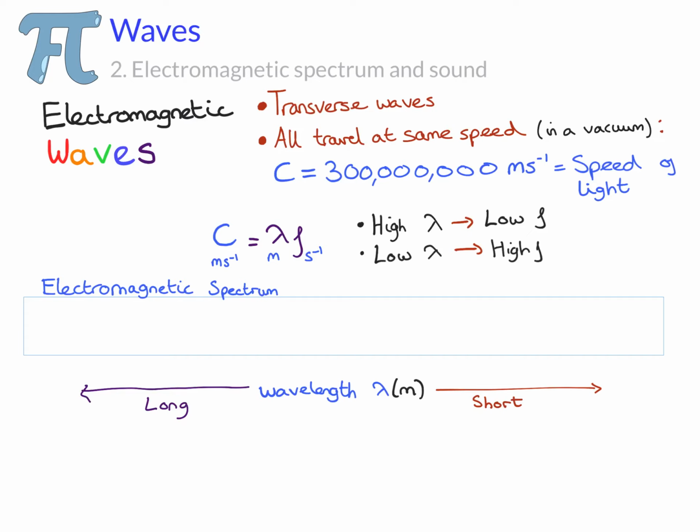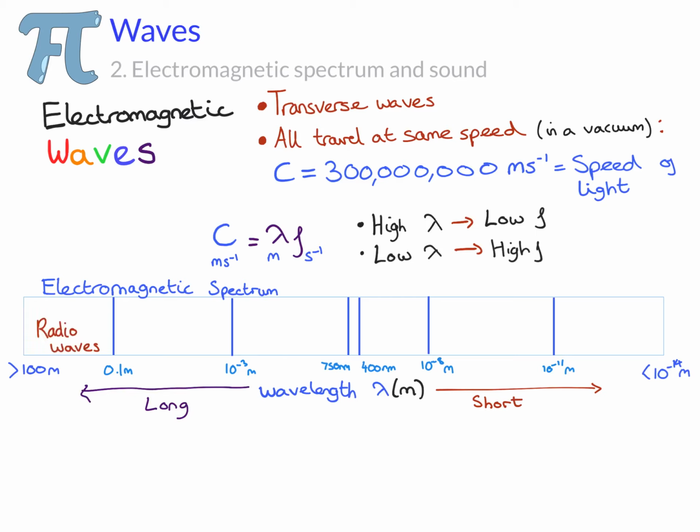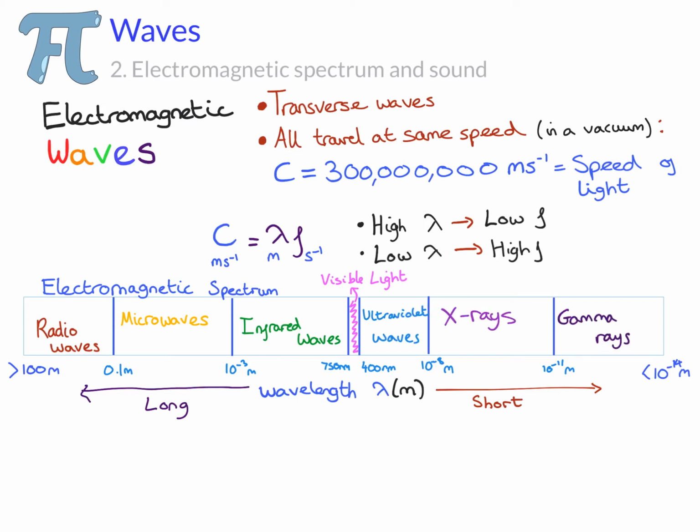Electromagnetic waves can have a huge range of wavelengths, going from 100 meters plus all the way down to less. We classify the different types of electromagnetic waves by their wavelength. The longest wavelengths are known as radio waves, and as we get shorter, we go through microwaves, then infrared waves, then visible light waves, followed by ultraviolet waves, and then finally X-rays and gamma rays.